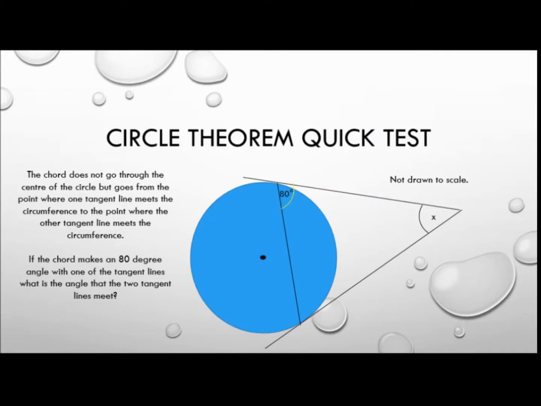Okay, how did you get on with that question? Right, good luck with this one. The chord does not go through the centre of the circle, but goes from the point where one tangent line meets the circumference to the point where the other tangent line meets the circumference. If the chord makes an 80-degree angle with one of the tangent lines, what is the angle at which the two tangent lines meet?